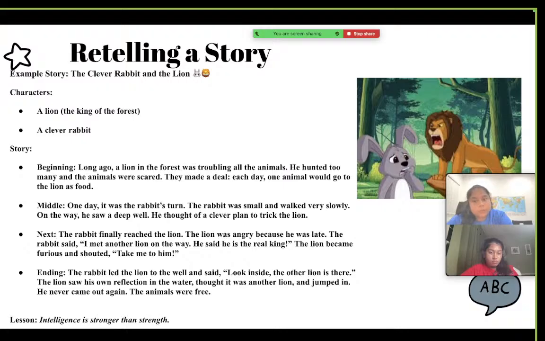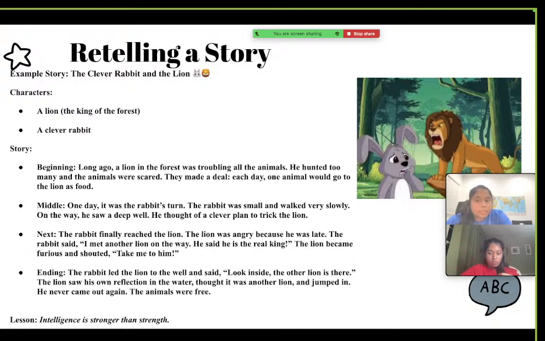And then in the middle of the story, one day it was the rabbit's turn. The rabbit was small and walked too slowly. On the way, he saw a deep well. He thought of it as a clever plan to trick the lion. Next, the rabbit finally reached the lion. The lion was angry, but he is the real king. The lion became furious and shouted, "Take me to him."